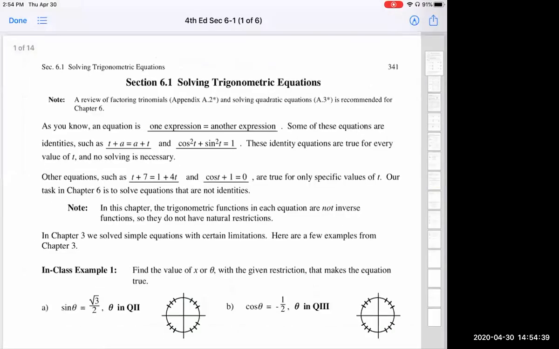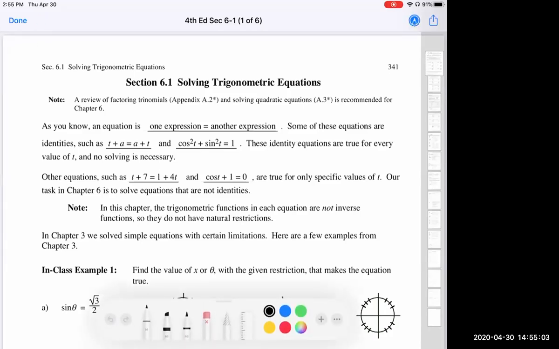Let's begin with 6.1. So 6.1 talks about solving trigonometric equations. There's a note that wants us to review factoring trinomials and solving quadratic equations. It's recommended for chapter 6. All right, so we did that first one, factoring trinomials. On Tuesday, we'll do quadratic equations. It's helpful for solving quadratics.